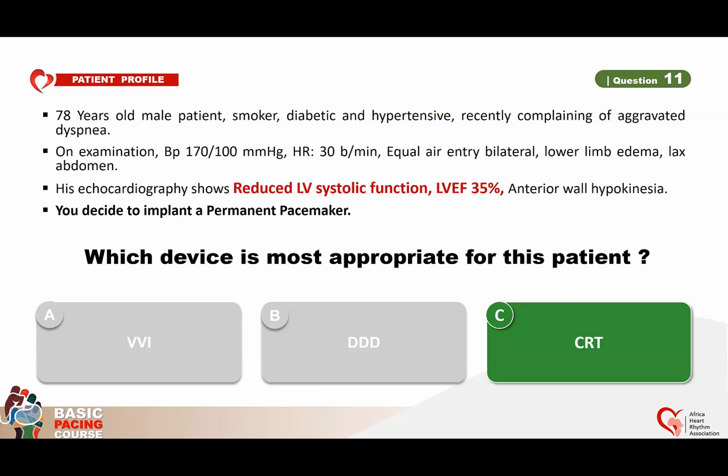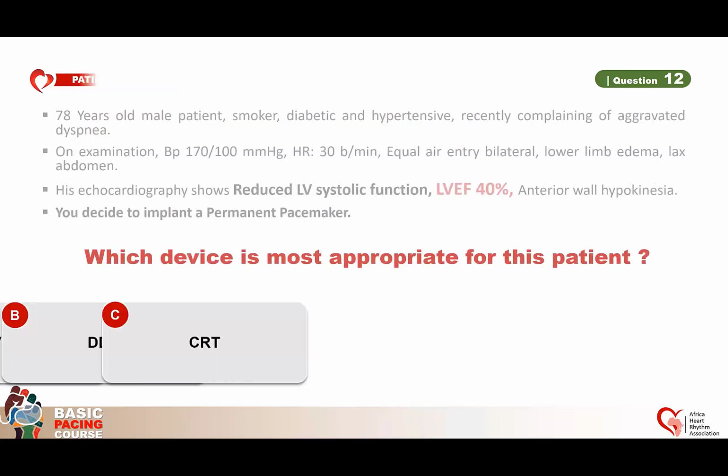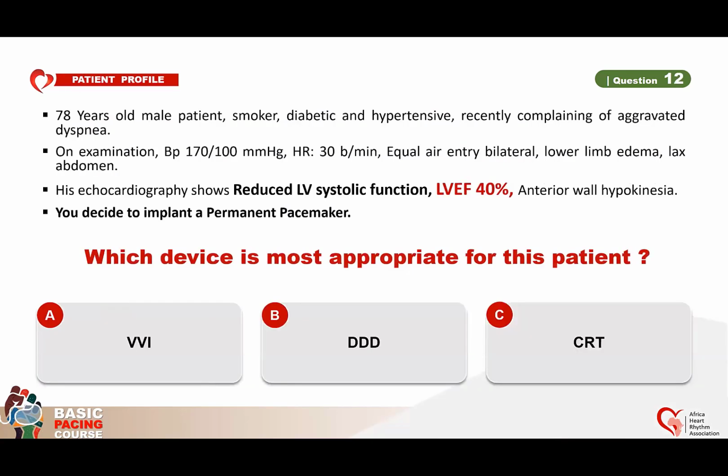What if we increase a little bit the ejection fraction and we are out of the conventional indication for a CRT? We have now an ejection fraction of 40, 45. Would we go for a dual chamber or a CRT? We are out of the cutoff limit of ejection fraction 35 for the conventional indication of CRT.